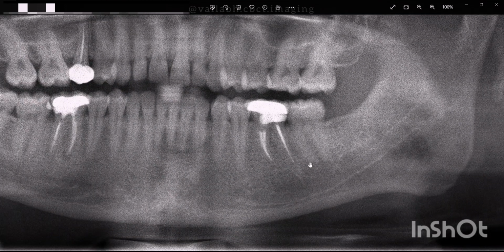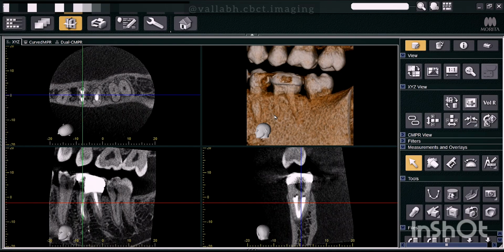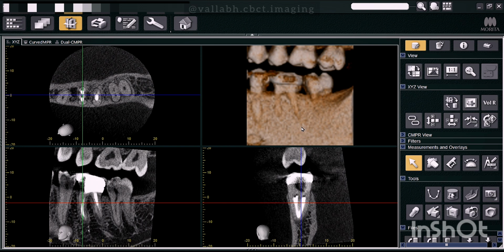So we took a CBCT scan of this specific region, a sectional scan of the lower left side, but we also partially included the upper teeth, not the root region but the crown region, to check the blackish dot which is there. This is the CBCT scan which we took. So this is of the lower region, the root canal treated tooth.